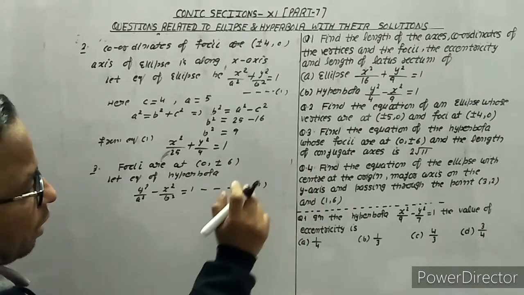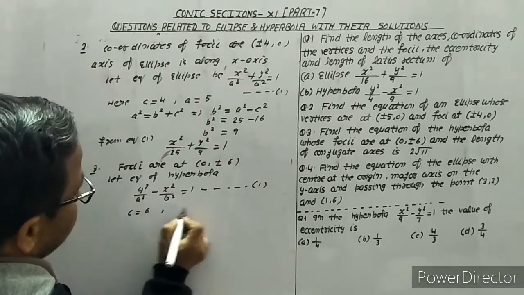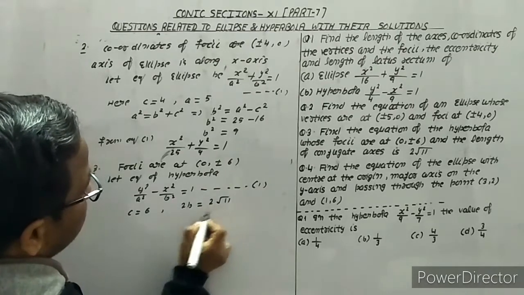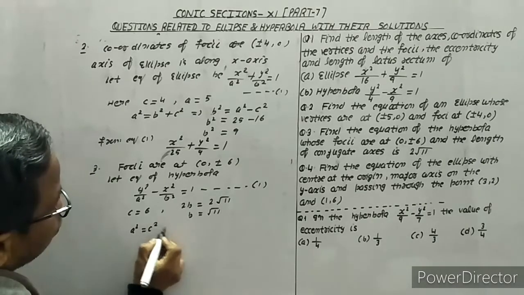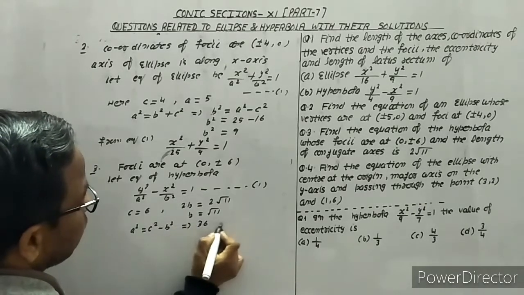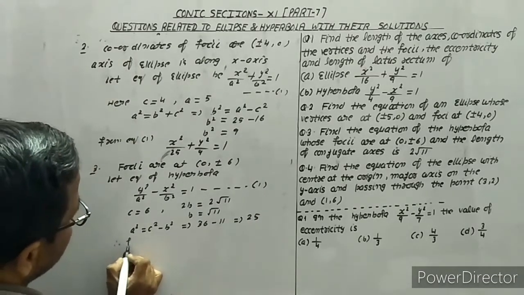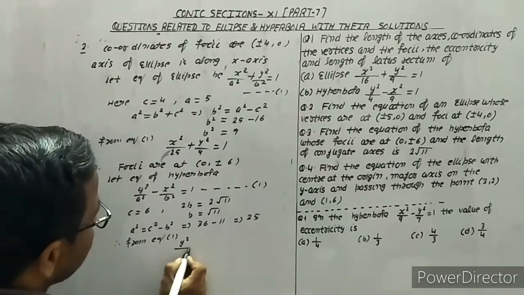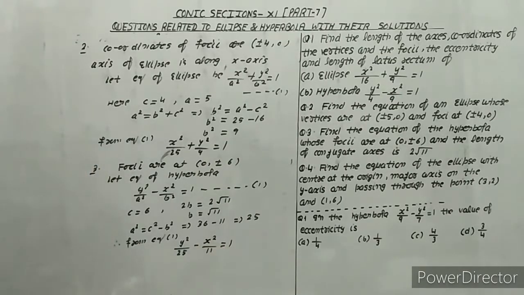Now look at this thing. What they are giving, foci are this. It means c is equals to 6. And the length of the conjugate axis, 2b, is equals to 2 root 11. It means we can say b is equals to root 11. Now we know very well that a square is equals to c square minus b square. So this is 36 minus 11, which means 25. Therefore from equation 1 we have the equation of the hyperbola is y square upon 25 minus x square upon 11 is equals to 1. And this is the answer for this part.